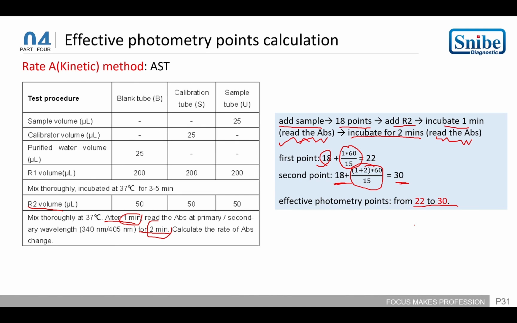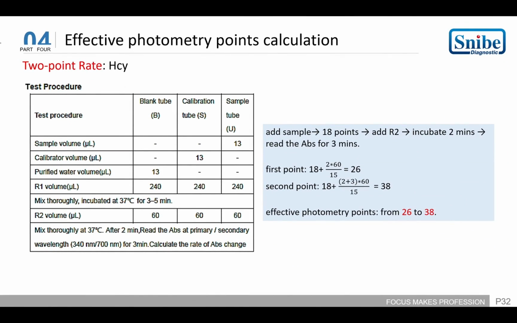For the difference measure, the calculation is different, so we have to know how to do it. The last one is the 2 points rate. Also pay attention to when we add reagent 2. You can see after 2 minutes, read for 3 minutes. 2 minutes multiplied by 60, divided by 15, and then add the 18 points. The second point is the same, so we can get the last result.